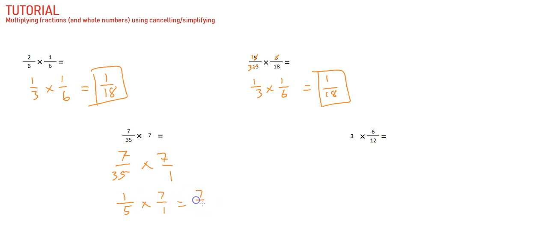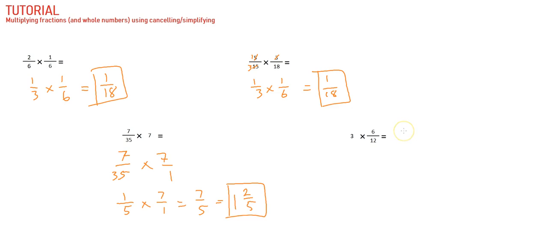So I can go 1 times 7 is 7, 5 times 1 is 5. That's an improper fraction. 7 divided by 5 is 1 with 2 left over, so it'll be 1 2/5. So this should be the final answer there.